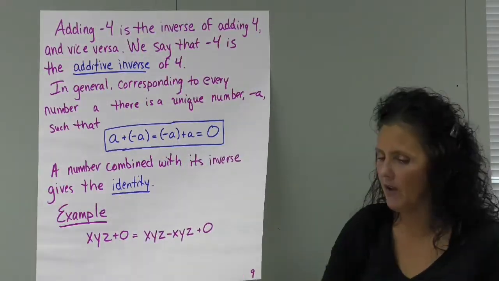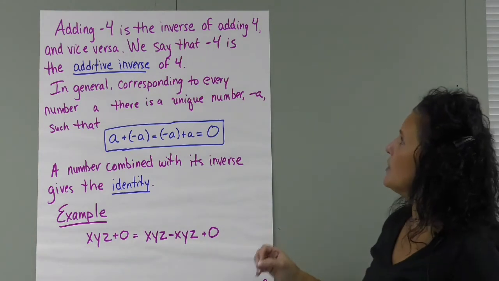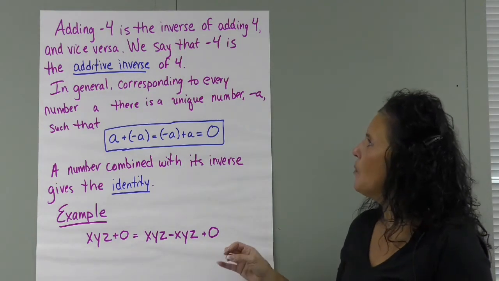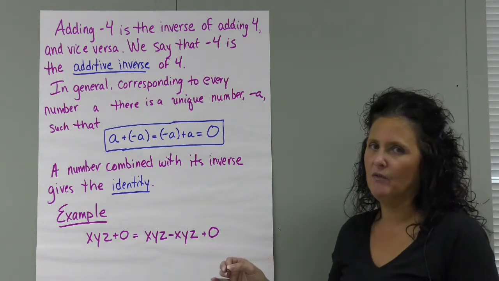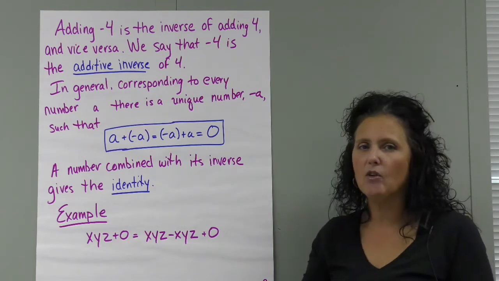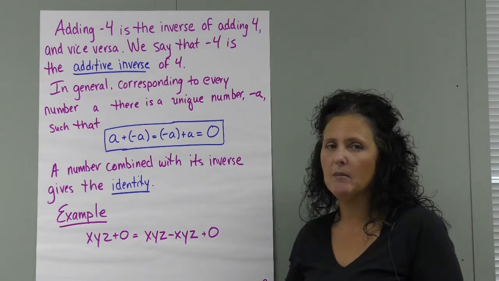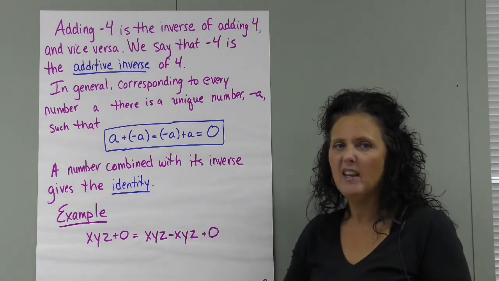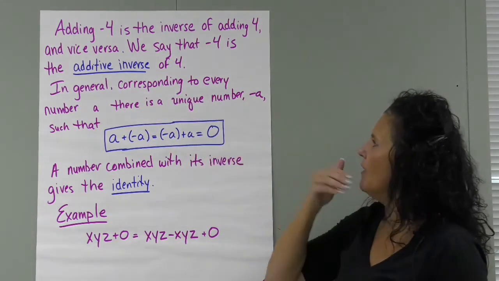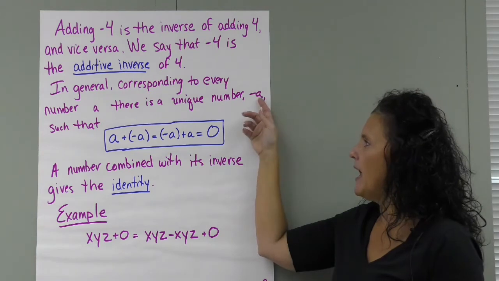And if adding negative 4 is the inverse of adding 4, and vice versa, we say that negative 4 is the additive inverse of 4. We're adding a negative to get back. If you had $5 and you went to the store and you bought something for $5, now you're back at 0. You have no dollars. In general, corresponding to every number a, there's a unique number, negative a.